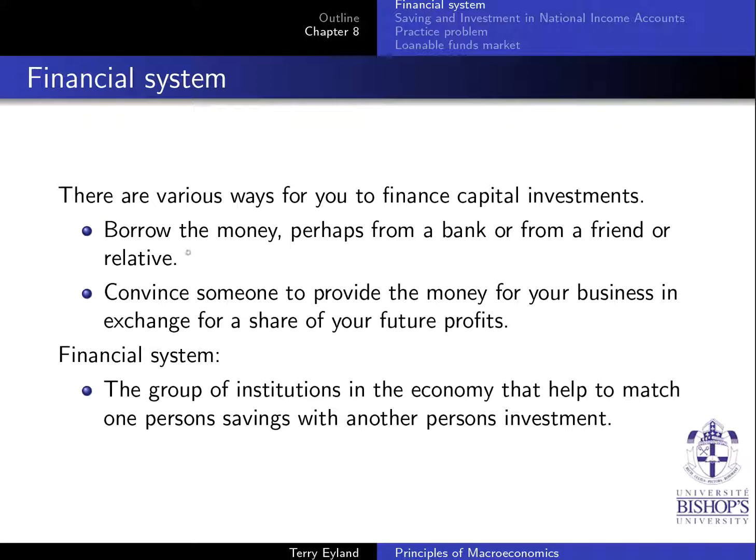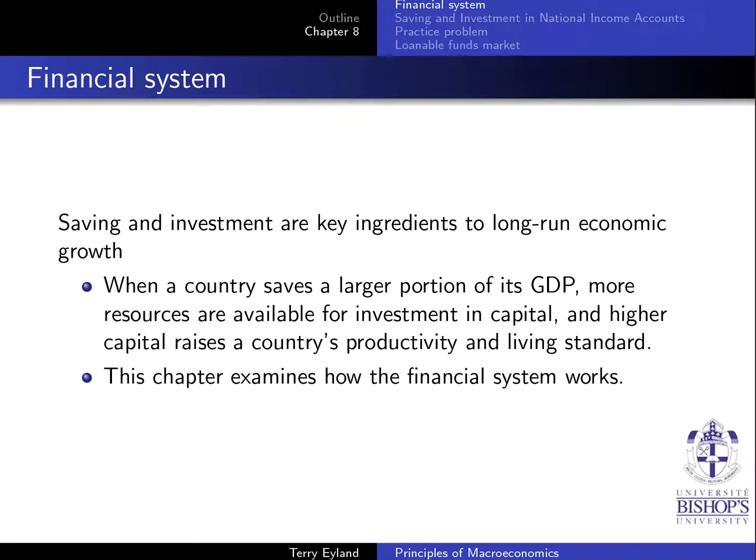You could either borrow the money, perhaps from a bank or from a friend or relative, or you could convince someone to provide the money for your business in exchange for a share of your future profits, so borrowing or offering ownership. And there's a financial system, which is a group of institutions in the economy that help to match one person's savings with another person's investments. So you have that matching going on between different individuals in this market.